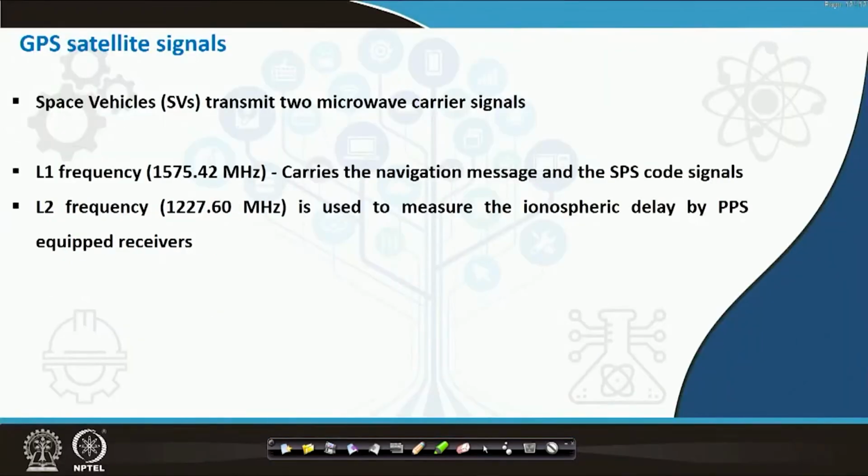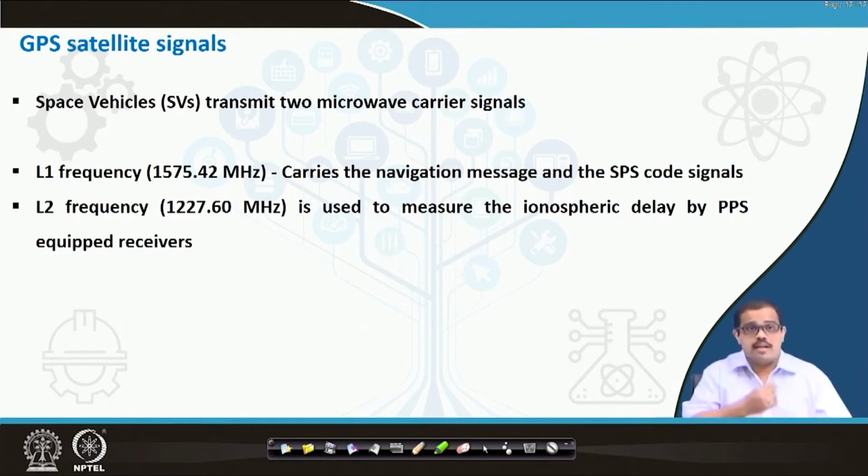So, when we look at satellite signals, normally any of those space vehicles in space can transmit two microwave carrier signals. That is the L1 frequency, which is 1575.42 megahertz. It carries the navigation message and the SPS code signals. Next, you have the L2 frequency, which is 1227.60 megahertz. This is used to measure the ionospheric delay by the PPS equipped receivers. PPS is the precise positioning service, SPS is the selective positioning service. So, these are the two different services that we have.